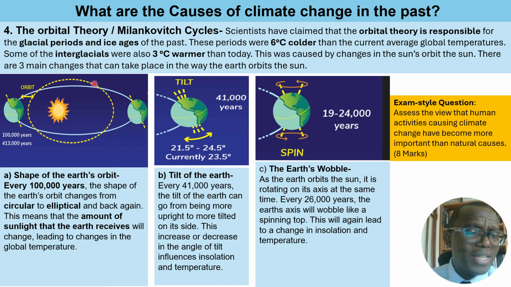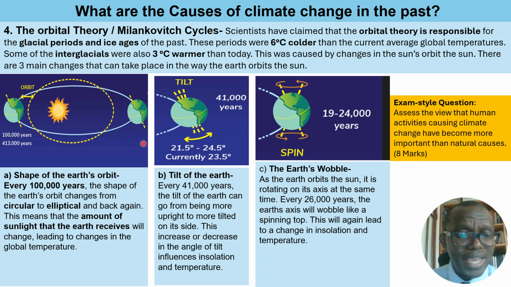So those differences in the shape of the orbit that occur every 100,000 years will have an impact on global temperatures, will either cause them to reduce or to increase, therefore meaning that they determined the glacials and interglacials of the past.